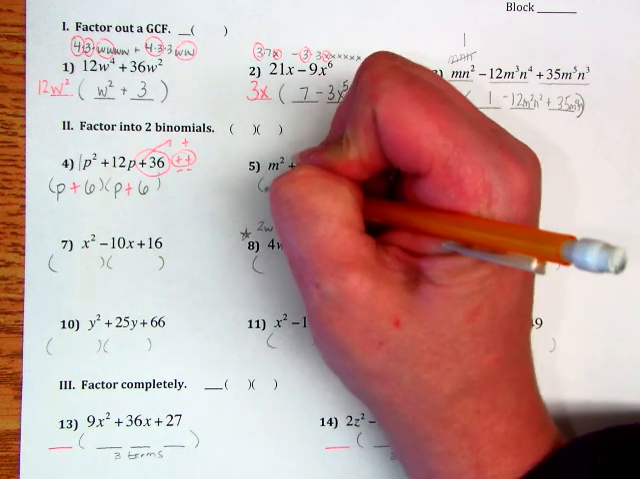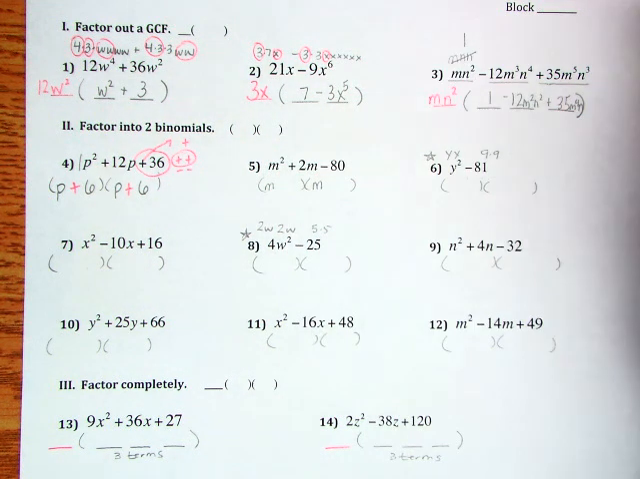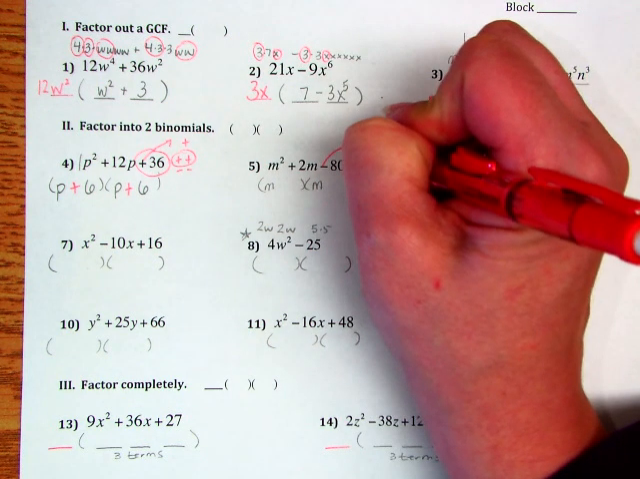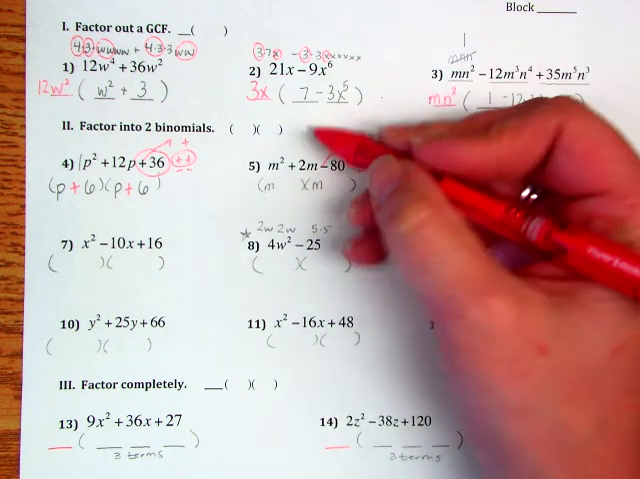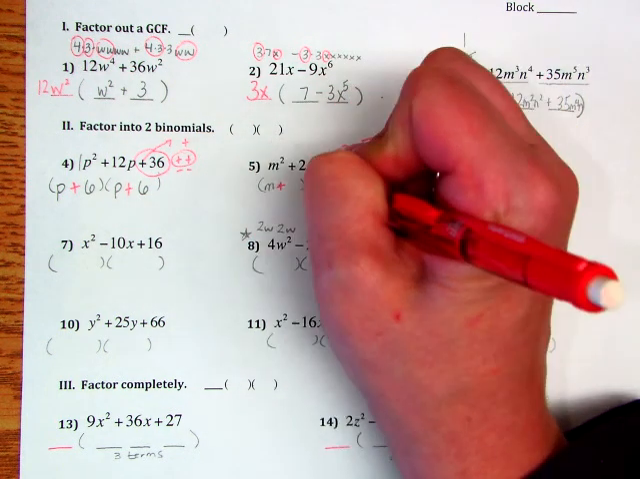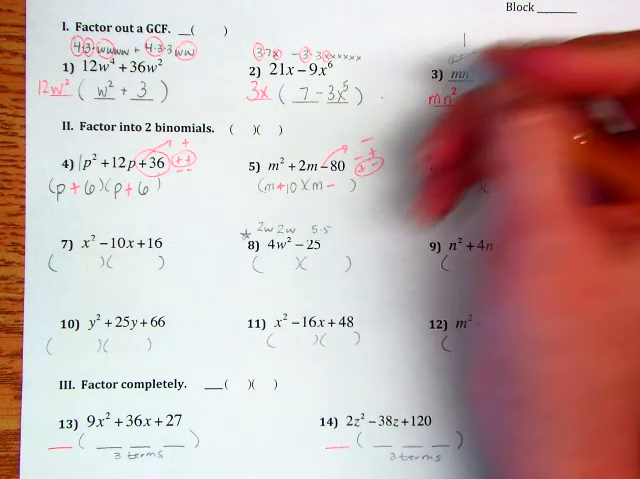Next example starts with setup, m times m. I then can look at signs. So to get a negative in the end, I either have to have negative positive or positive negative. Since the middle is positive, this is my order. What 2 numbers multiply to give me 80, but add to the number 2? That's 10 and 8. 10 goes first, followed by the 8.